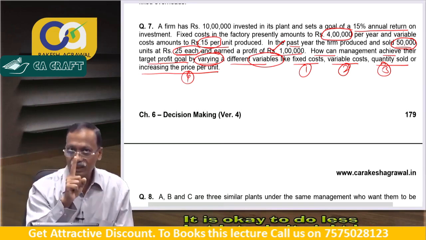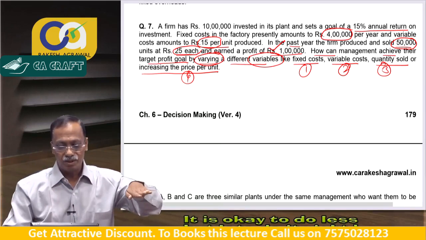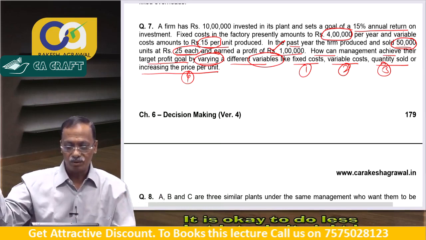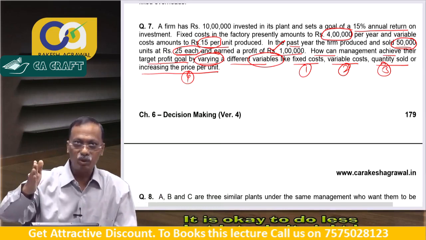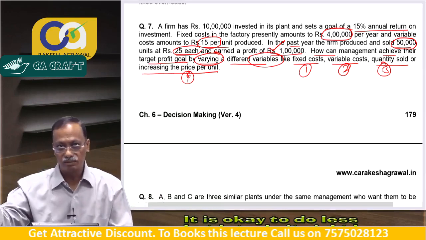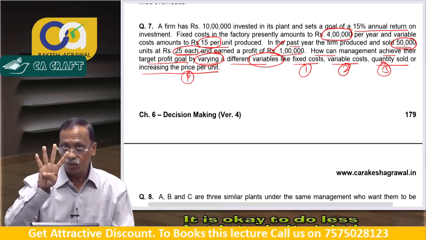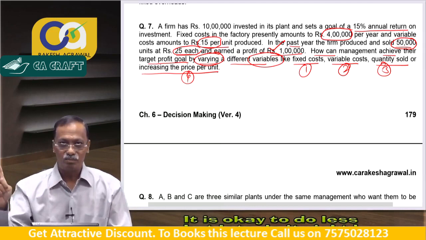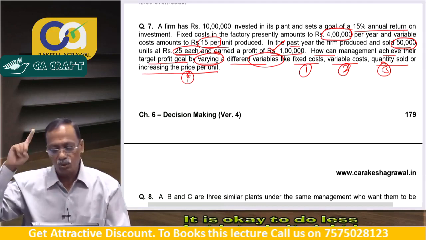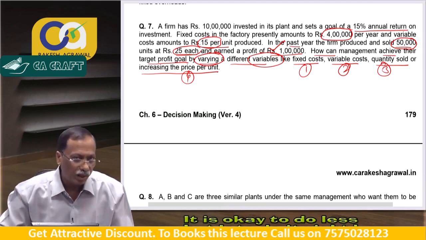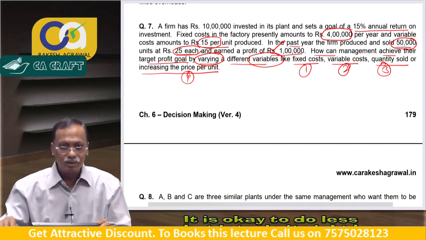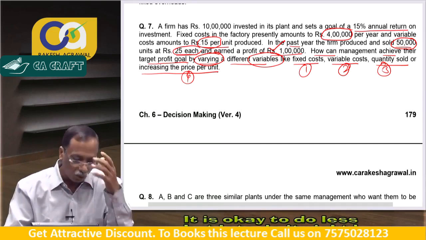So make only one change at a time, other figures will remain same. So I have to only change fixed cost and see how I can achieve the target profit goal. Are you getting it? Then I have to change only variable cost and see how I can achieve the target profit goal. So there will be 4 answers for 4 variables, one variable at a time. I hope I have made the question clear. It must have already been clear to you based on your own reading.